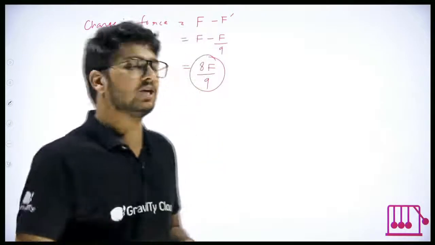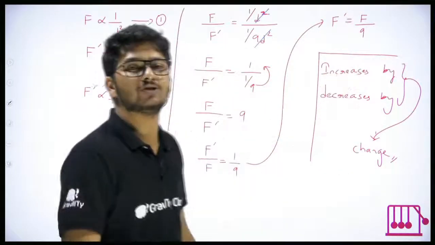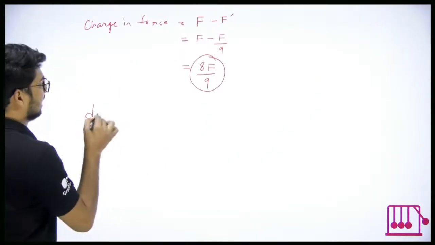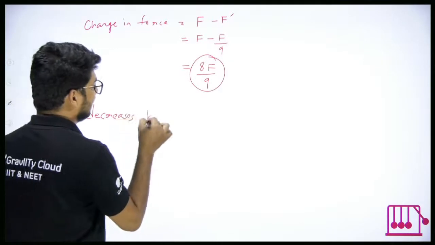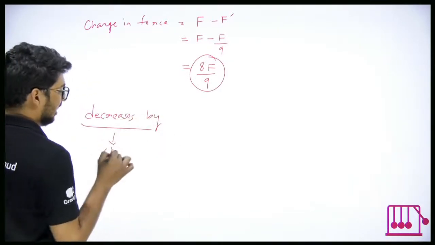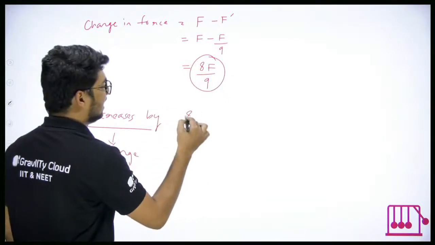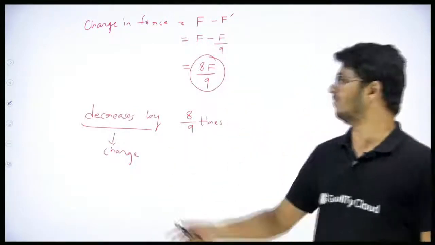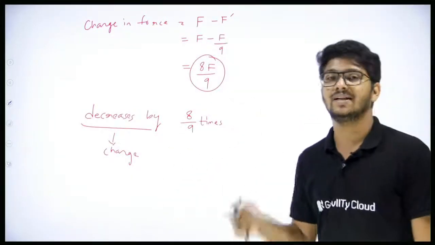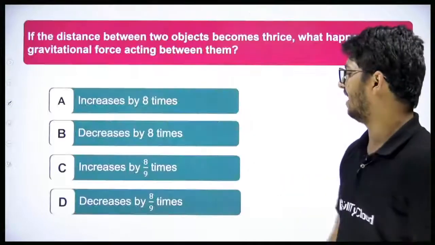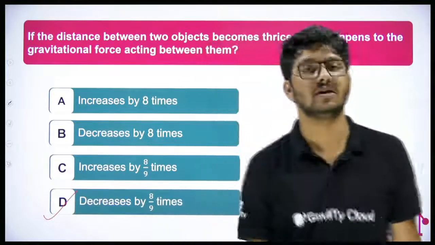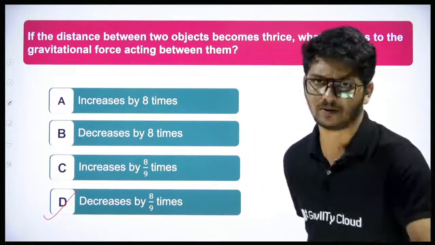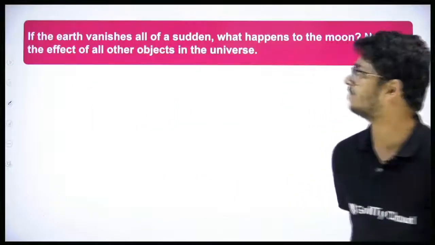And is the force increasing or decreasing? The force became F by 9, so it decreases. So you can say that it decreases by. Decreases by is the change. And by how many times? By 8 by 9 times the initial force. You have to be careful with decreases by, increases by. They refer to change. And hence the answer is Option D. Got it? So if distance increases, the force decreases. Inversely proportional. Good. Next.